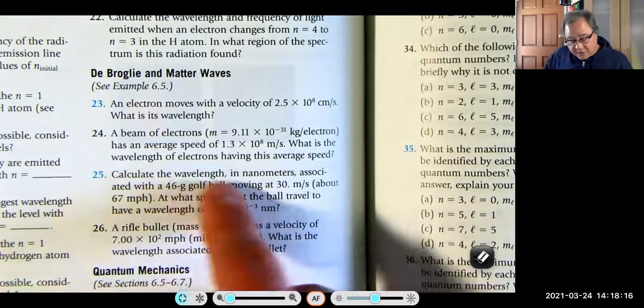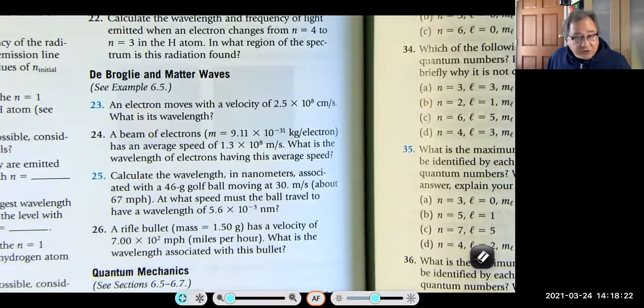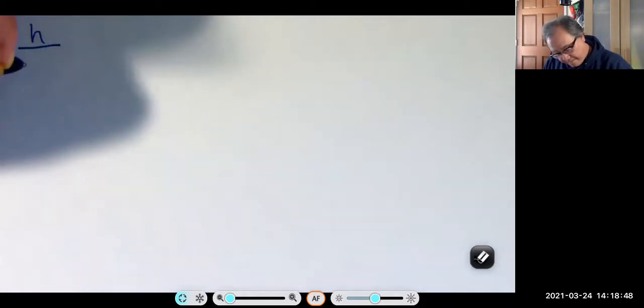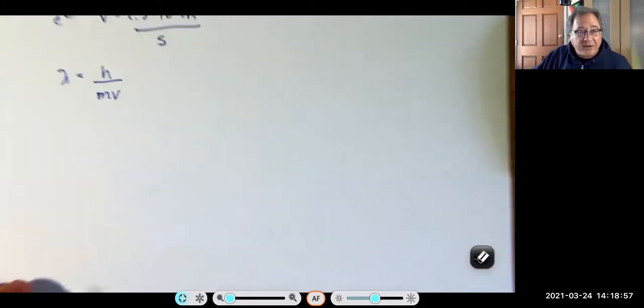So let's do number 23. An electron that moves with a velocity of 2.5 times 10 to the 8th centimeters per second. So we've got an electron where the velocity is 2.5 times 10 to the 8th centimeters per second. And we're going to use the wave equation. So what are we going to have to find out here to be able to do this that we're not given?